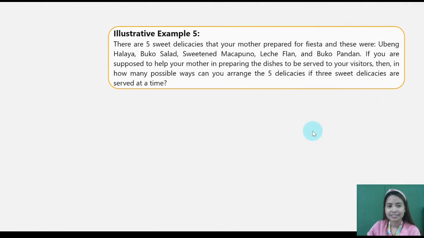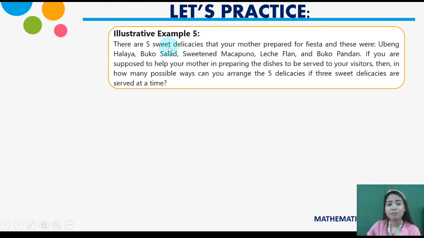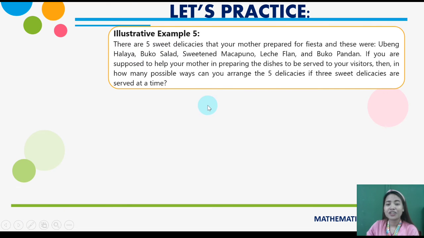Okay, next. There are 5 sweet delicacies that your mother prepared for fiesta, and these were ube halaya, buko salad, sweetened makapuno, leche flan, and buko pandan. If you are supposed to help your mother in preparing the dishes to be served to your visitors, then in how many possible ways can you arrange the 5 delicacies if 3 sweet delicacies are served at a time?